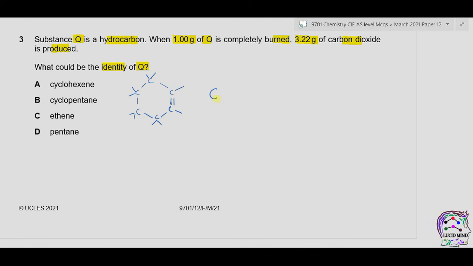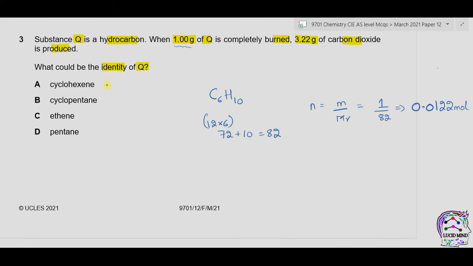So the formula is C6H10. And the molecular mass is, we have 6 carbon atoms, so 12 into 6, which is 72, plus we have 10 hydrogen, so it is 82. Similarly, we can find the number of moles. Mass in grams is given, so moles is equal to mass in grams divided by molecular mass. So it is 1 divided by 82. It comes equal to 0.0122 moles. So we can write molecular mass 82 and number of moles as 0.0122 moles.